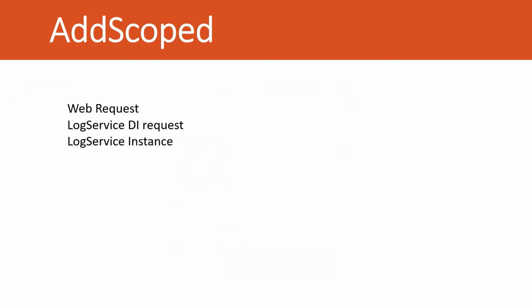Okay, let's see the numbers. For one web request, one DI request, one instance will be created. For one web request and two DI requests, one instance will be created. And for two web requests, two DI requests, two instances are created, because here the instance is created per web request. If there are n web requests, n DI requests, then n objects are created.